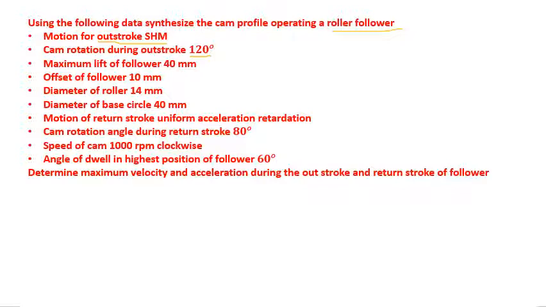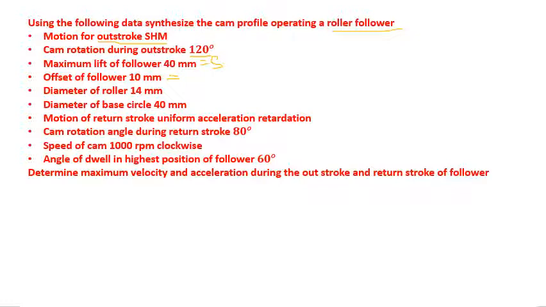Next, the maximum lift of a follower is 40 mm, which is nothing but the stroke length. Offset of follower is 10 mm. So this is not the radial follower. The type of follower is offset follower, and it is offset by 10 mm. We are going to assume that it is towards the right side.